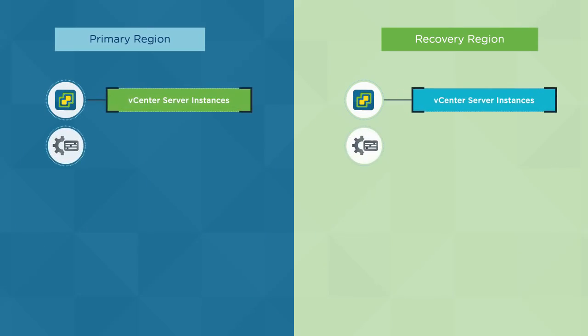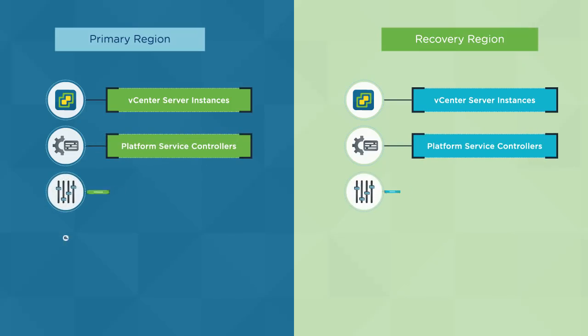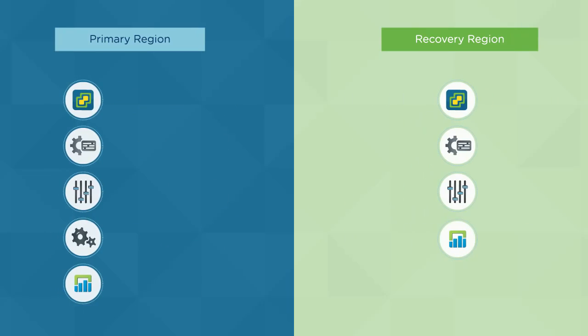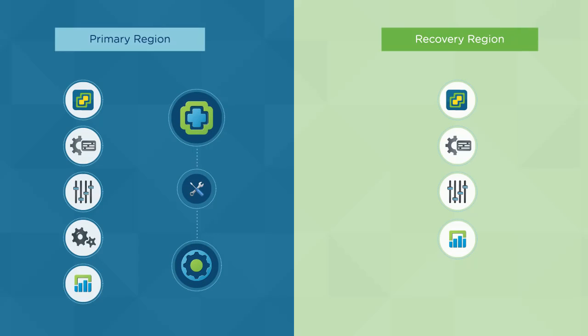Region-specific instances of vCenter Server, Platform Services Controllers, NSX Managers, and vRealize Log Insight are also deployed and integrated between regions. In the primary region, the vRealize Operations, vRealize Automation, and vRealize Business for Cloud components are deployed and configured to failover to the recovery region.